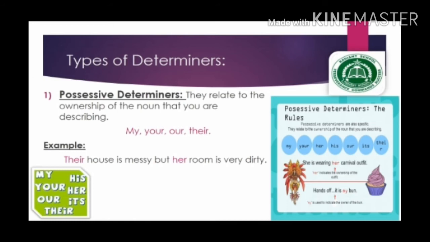Another example can be, she is wearing her carnival outfit. Her here is a determiner. It indicates the ownership of the outfit. Another example is, hands off. It is my bun. My here is used to indicate the owner of the bun. So it is a possessive determiner.